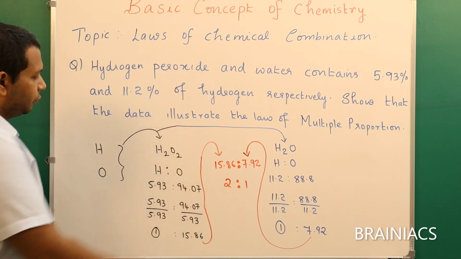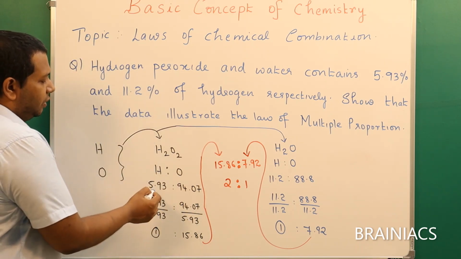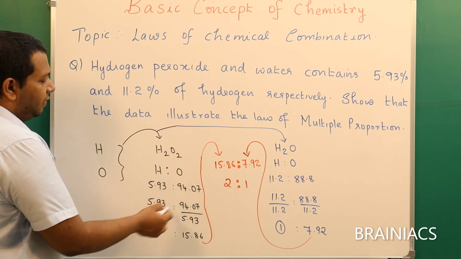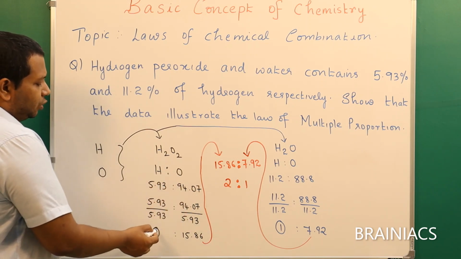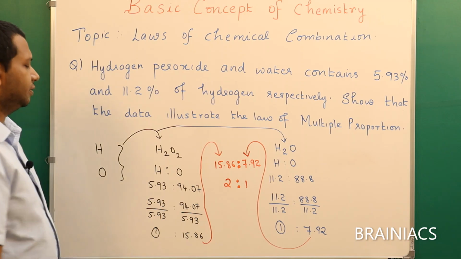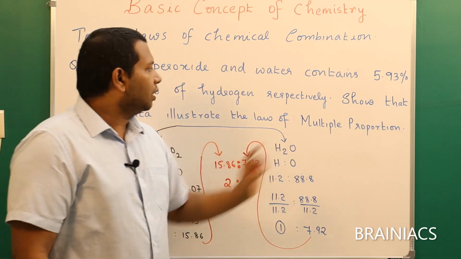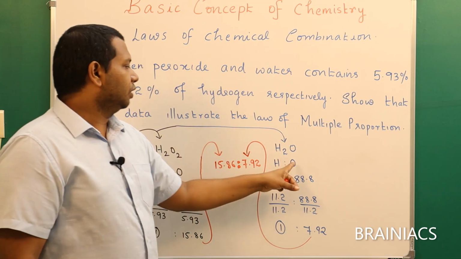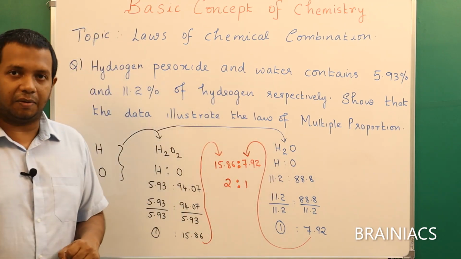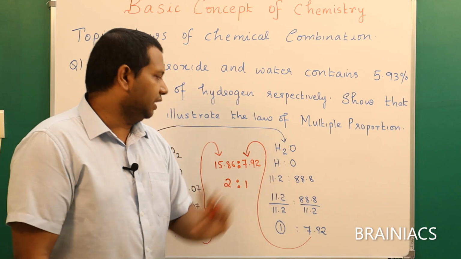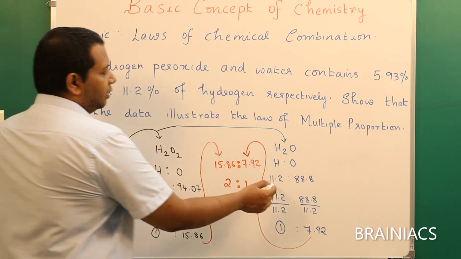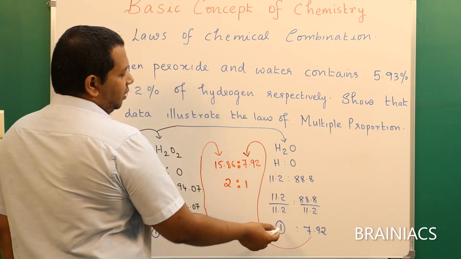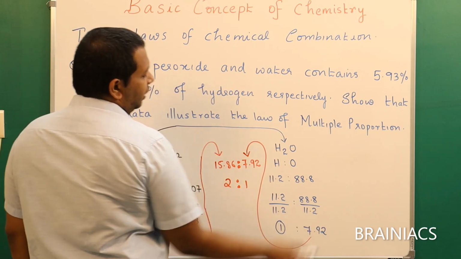Now if I want to find the ratio, what should I do? I should take the lowest number of these two and divide on both sides. So I will get a ratio of 1:15.86. Now I will go to water. What is the percentage of hydrogen given? 11.2. So oxygen will be 100 minus 11.2, that is 88.8. Now I am dividing by the lowest number on both sides. I will get a ratio of 1:7.92.